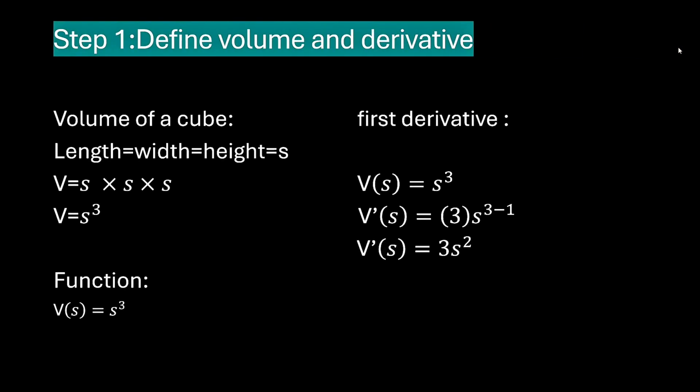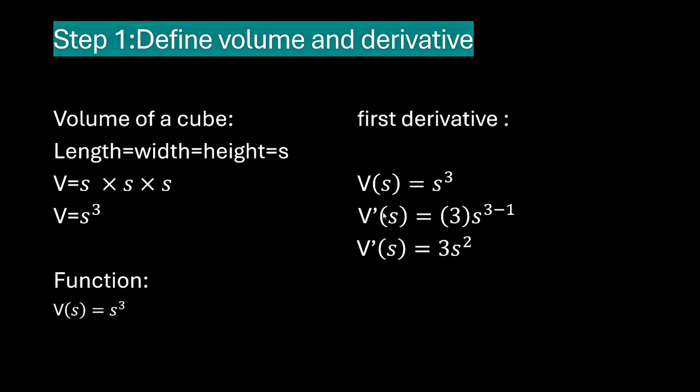Okay, for step 1, the volume of a cube is the total three-dimensional space it occupies. For a cube, the length, width, and height are all equal in measure. We can represent the side length as a variable, often s. The formula for the volume V is derived by multiplying these three dimensions together, which is typically expressed as V(s) equal to s powered by 3.